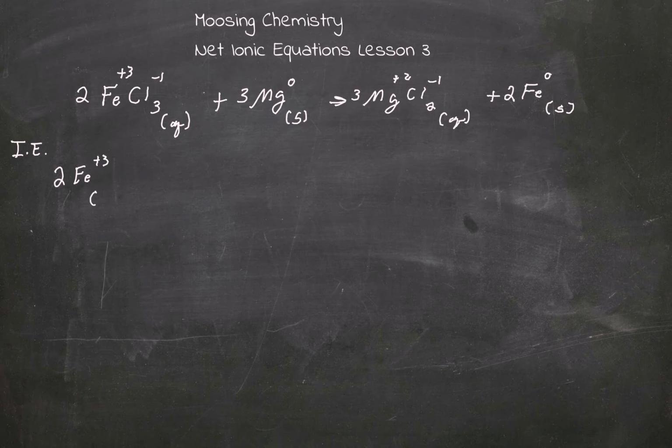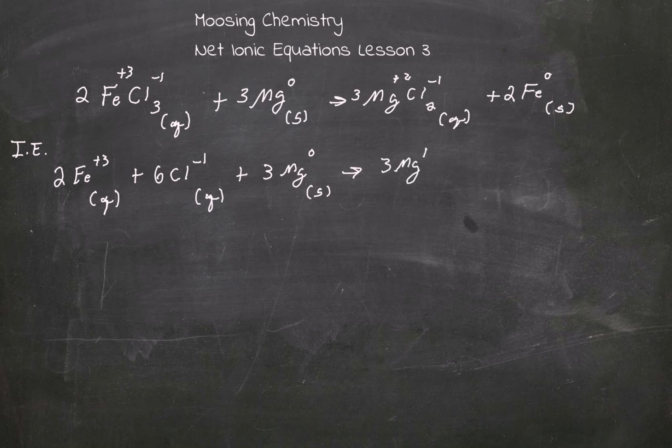So we're going to go 2Fe+3 (aq) plus, now you ready for this? 2 times 3 is going to make it 6Cl-1 (aq) plus 3Mg over there. Solid, can't break the solid apart, besides it's an element. Then we're going to get 3Mg+2 (aq) plus, oh, look at this. There's a 3 here. There's a 2 here. So 3 times 2 is 6Cl- (aq) plus 2Fe, the solid.